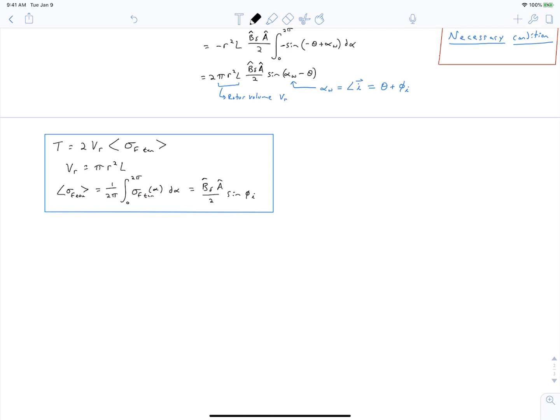So we have our torque expression written as 2 times the volume of our rotor times this quantity here. I've written this with these angled brackets to indicate that this is the average of our tangential force density. It turns out that this is indeed true if you calculate the average of the tangential force density.